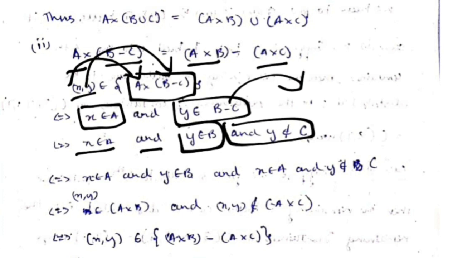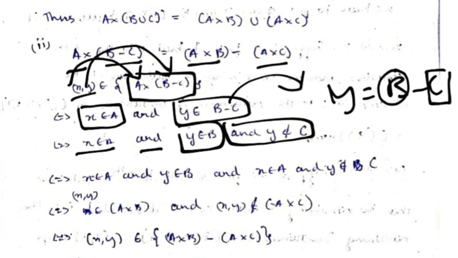See, what does B minus C mean? If any element belongs to B minus C, that means it should belong to B and it should not belong to C. Okay, B minus C gives that value. So we will get Y belonging to B and Y not belonging to C.